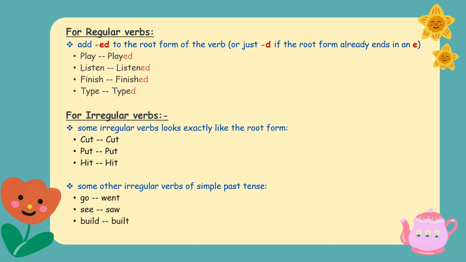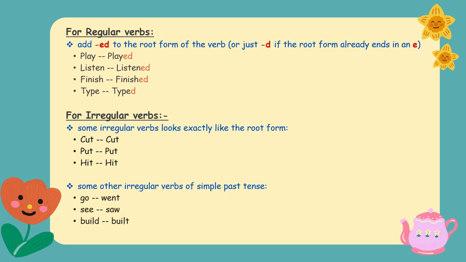So children, for past tense, there are regular verbs and irregular verbs. For regular verbs, we can add ed to the root form of the verb, or just d if the root form already ends with an e. For example, play, played. Listen, listened. Finish, finished. Type, typed.